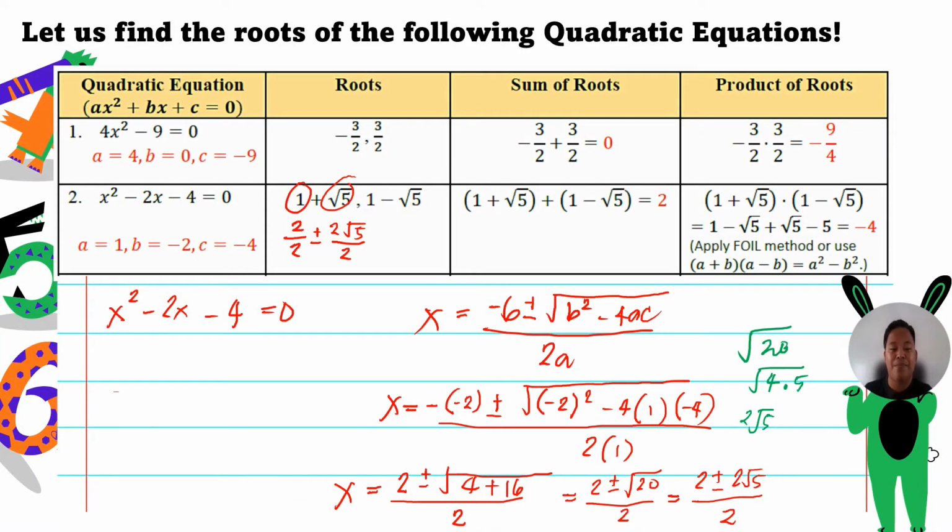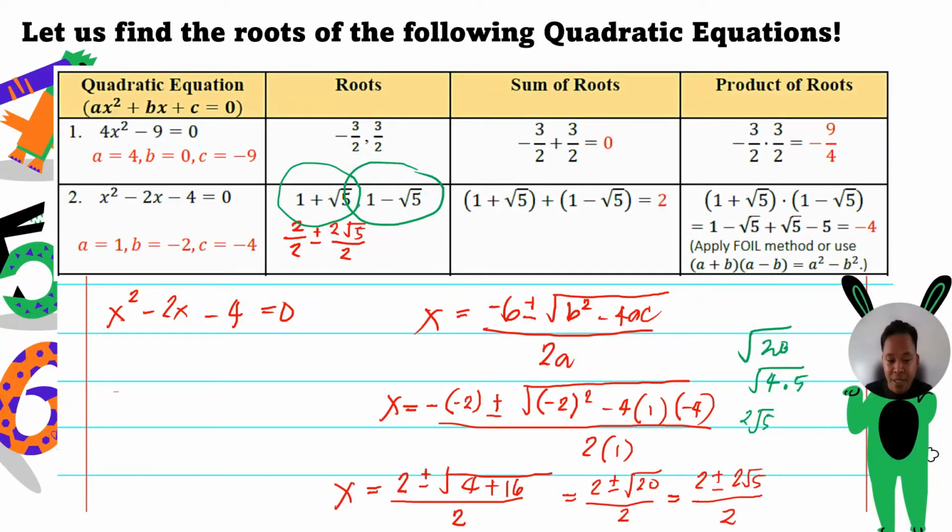And we separate plus minus, so we have 2 roots here. They are unequal, and their nature of roots is irrational since we have the square root of 5 here. Then we have the roots 1 plus the square root of 5 and 1 minus the square root of 5.